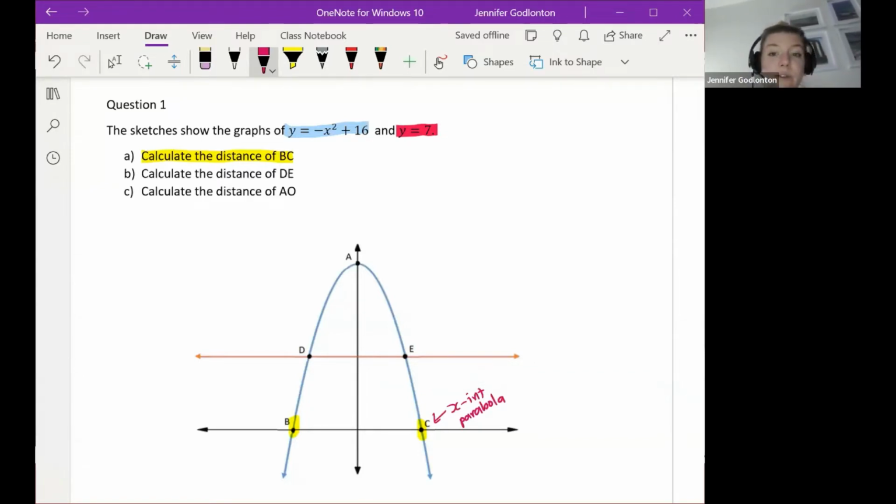Okay, there is no asymptote here. It's a very normal mistake to see a line like that and think it's an asymptote. We only have asymptotes in exponential graphs and hyperbolas. We don't have asymptotes in parabolas. That line is just a straight line that's been drawn for us. So I want you to figure out what my distance for BC is and let me know once you have an answer.